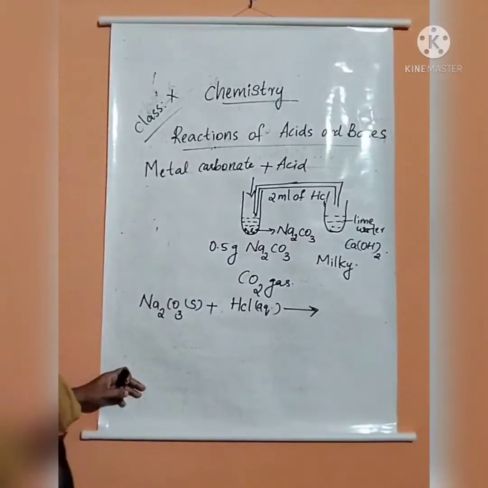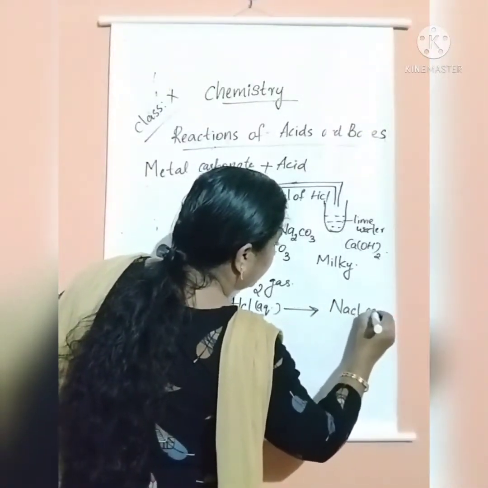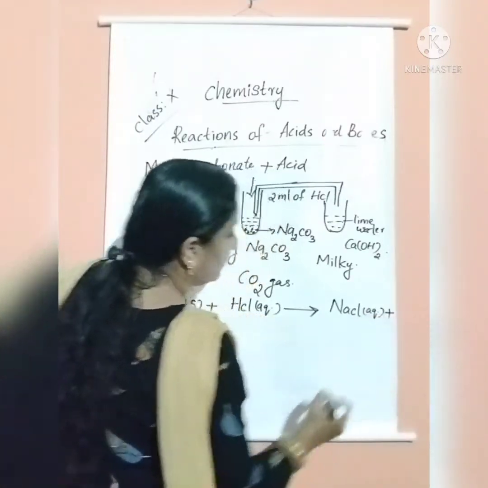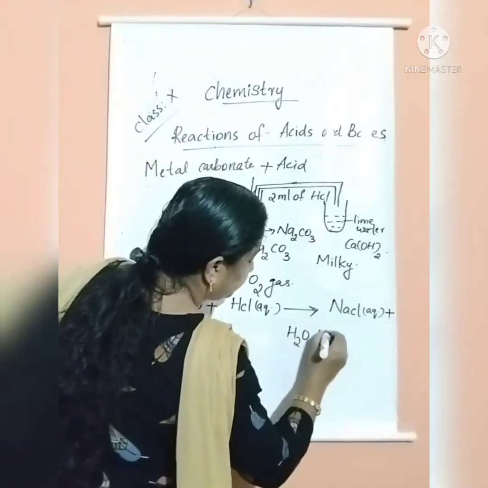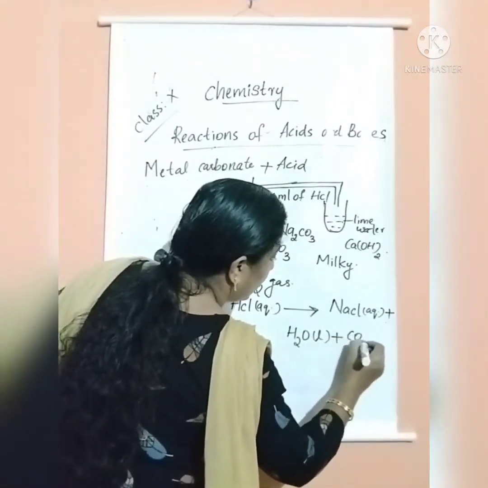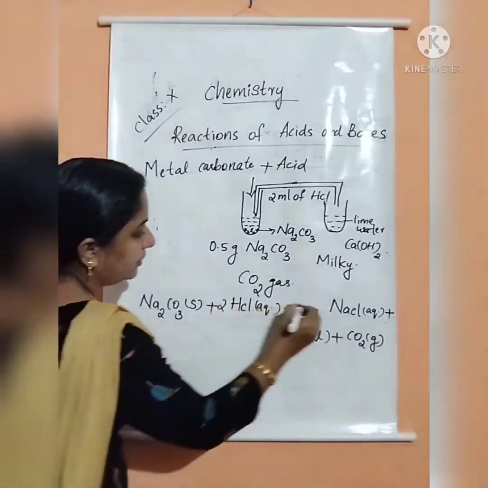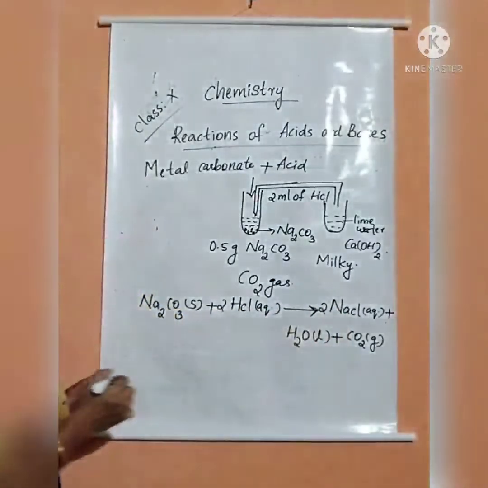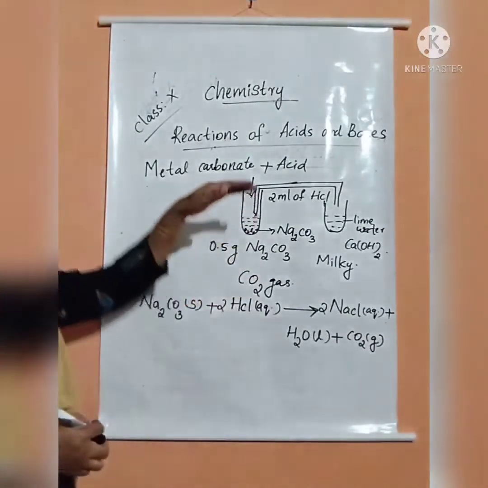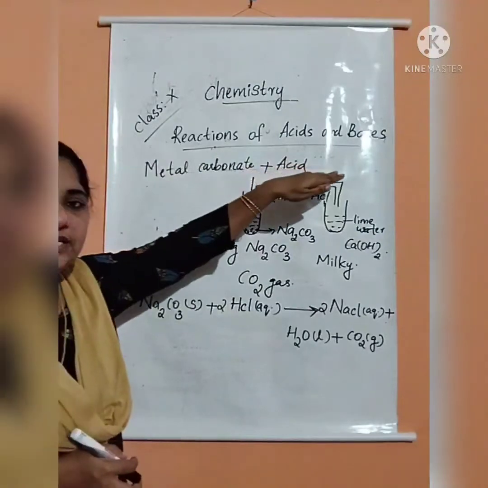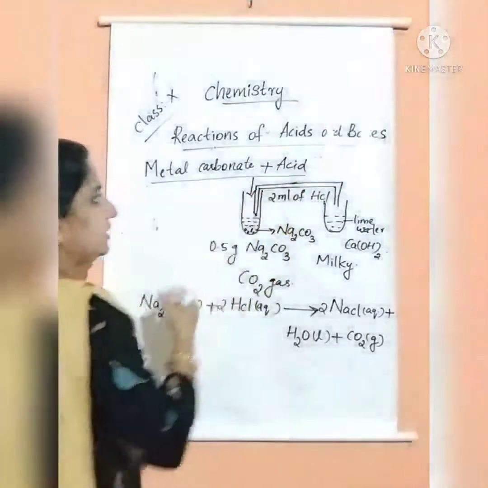Reacts with HCl, giving NaCl, that also in aqueous form, H2O, plus carbon dioxide gas. That is formed. We add 2 here, then only this equation will be balanced. So, this is the equation indicating the reaction between metal carbonate and acid.